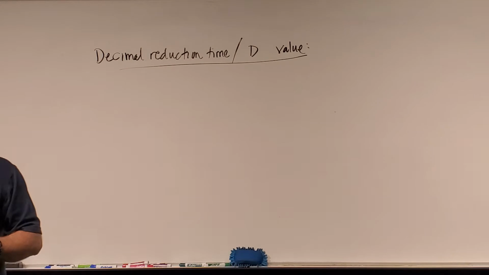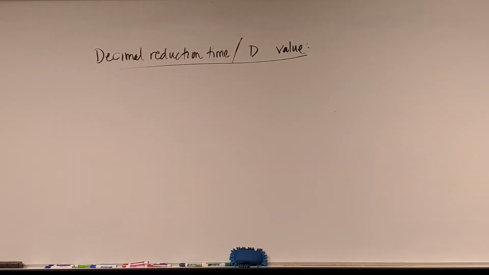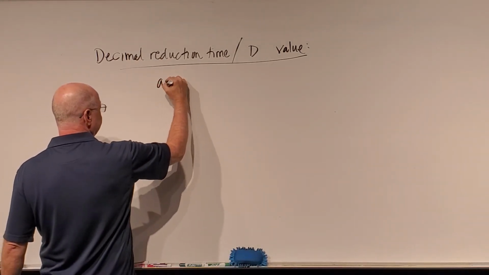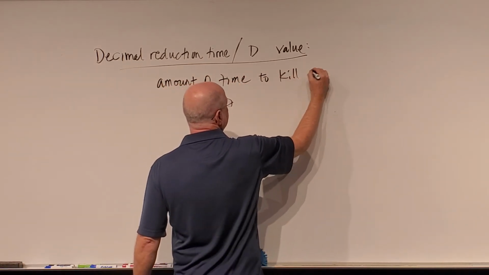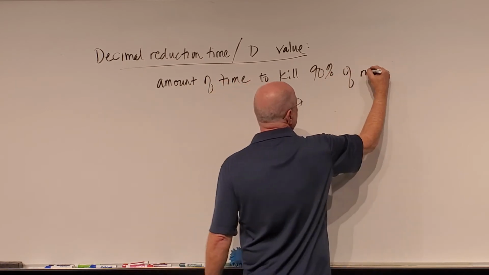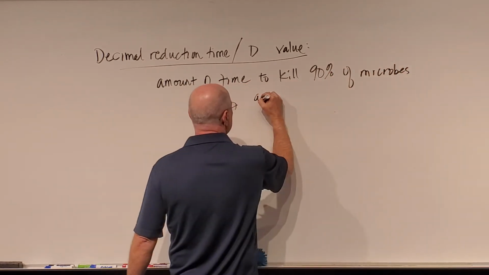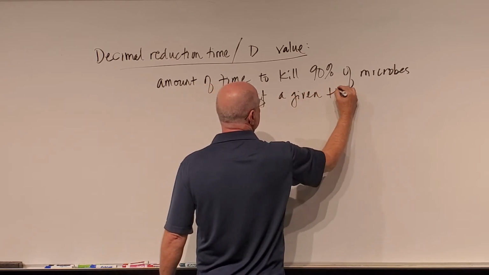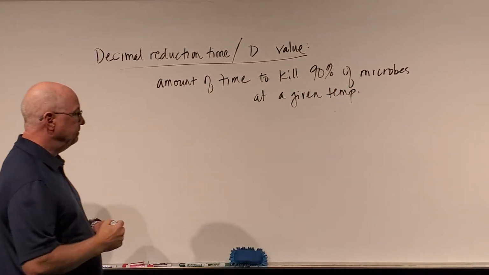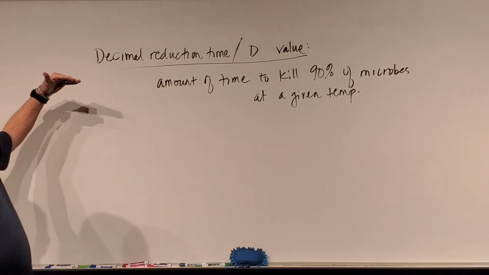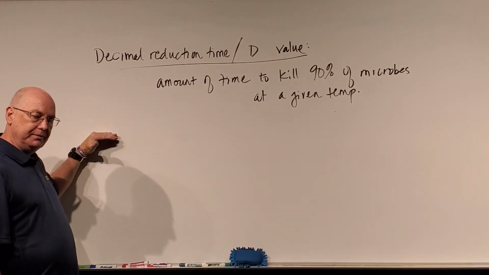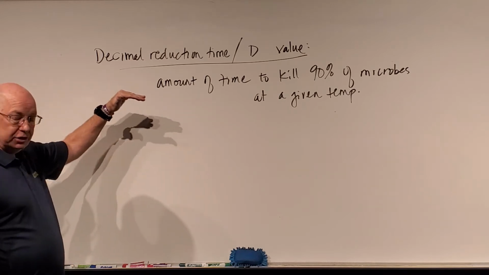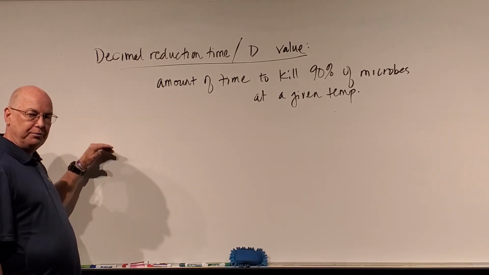So, when we define the decimal reduction time, what we're talking about is the number of minutes it takes to kill 90% of the microbes at a given temperature. So, this is the amount of time to kill 90% of the microbes at a given temperature. Okay? So there's a number of ways we can look at how we treat something when it comes to using heat. The thermal death time, the decimal reduction time, and we can look at the thermal death point.